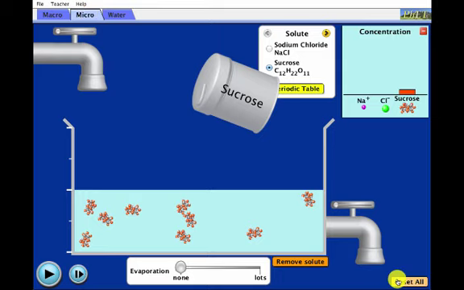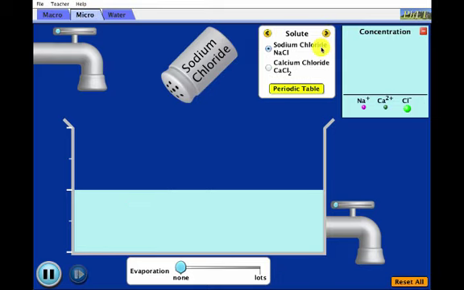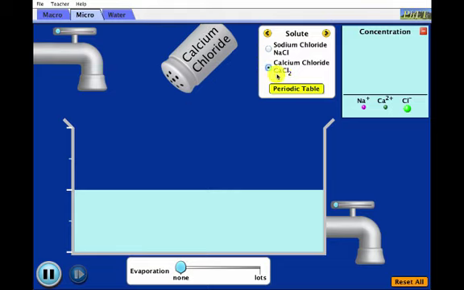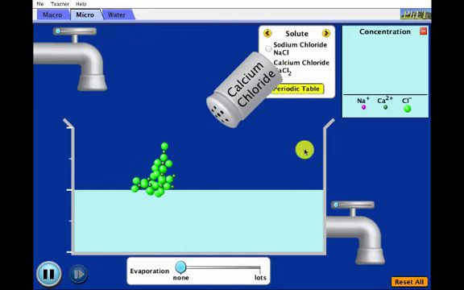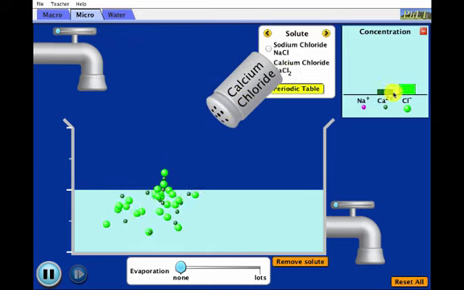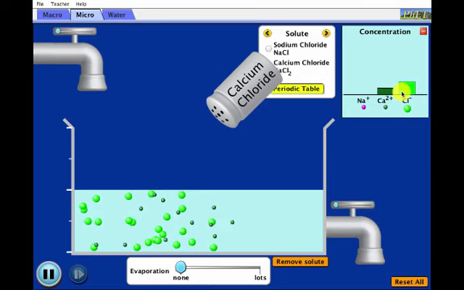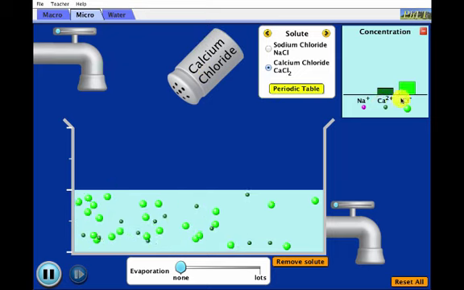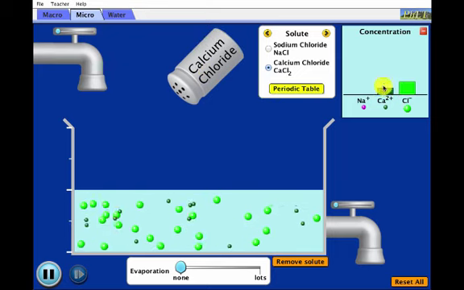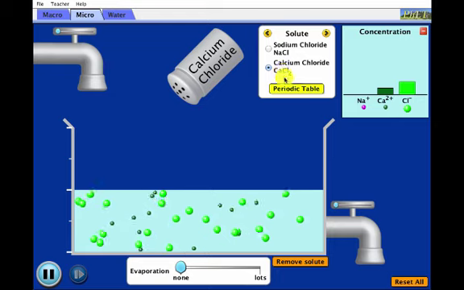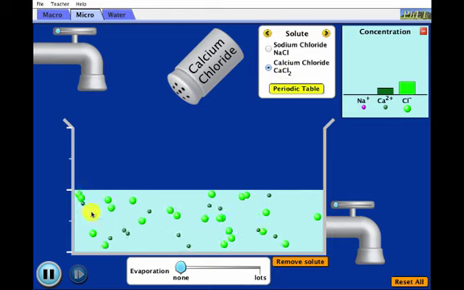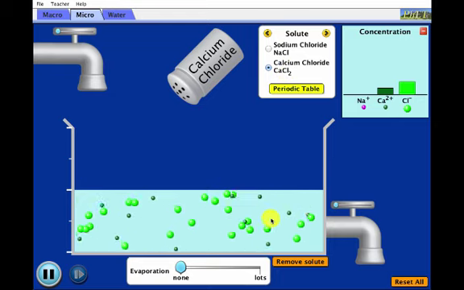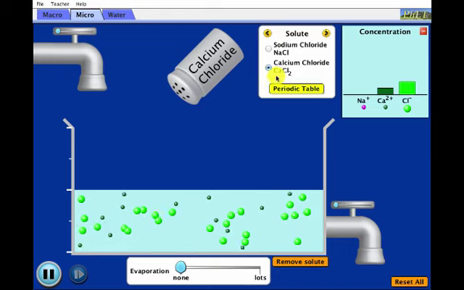Let me show you one more thing here actually. Let's take a look at what happens if I put calcium chloride in water. Here's the formula for calcium chloride, CaCl2. When I put that in here, watch what happens to the concentration of the ions. I get twice as many chloride ions as I do calcium ions, because in the compound I have twice as many chlorides. So therefore I'm going to have a higher concentration of chloride ions than I will calcium ions.